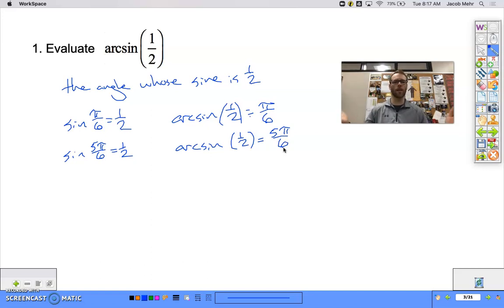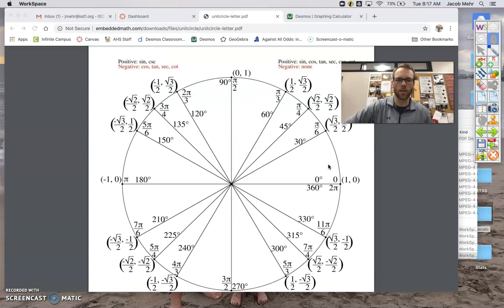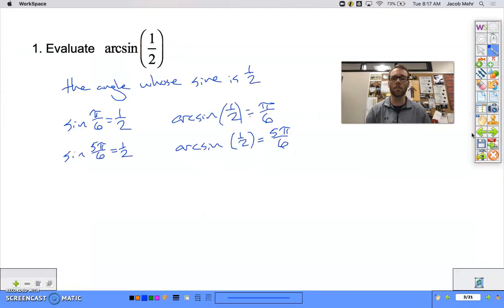So how do we handle this? How do we handle that there's two of them? And actually there's more than two. How many are there? There's really infinitely many, because I could say it's pi over 6, or I could do one full revolution of 2 pi and then a pi over 6. So that'd be 13 pi over 6, right? There are infinitely many angles whose sines are 1/2.